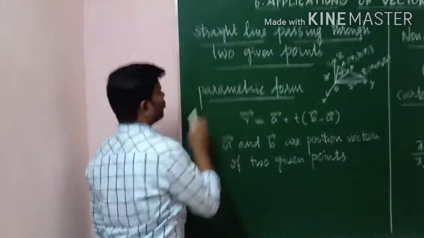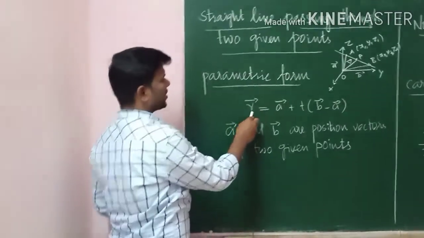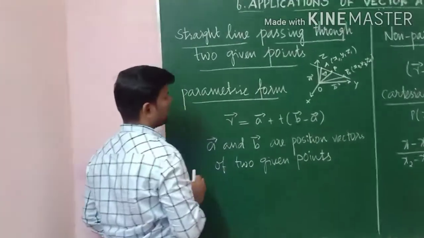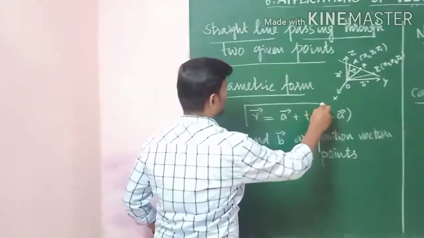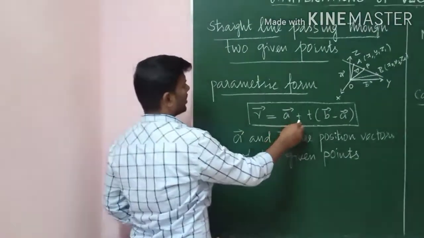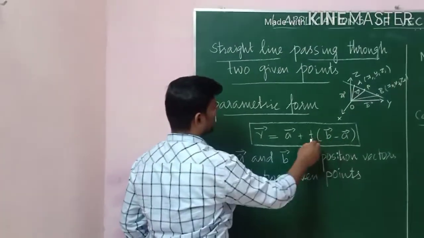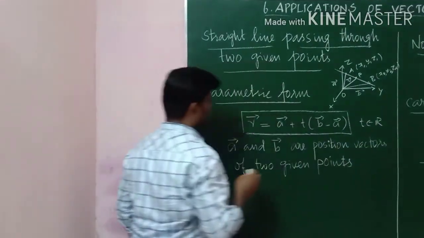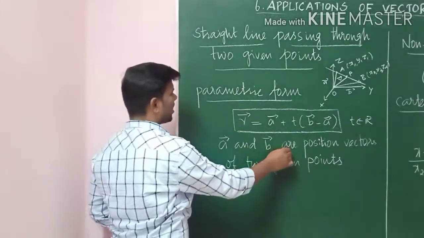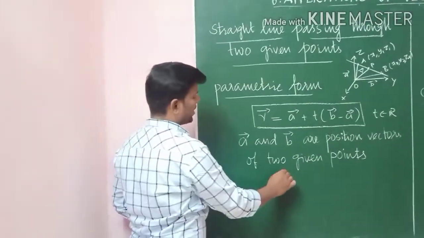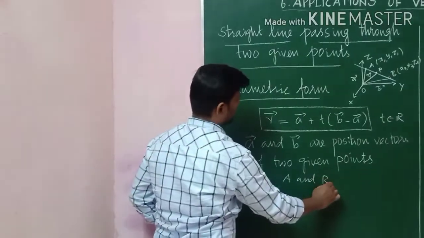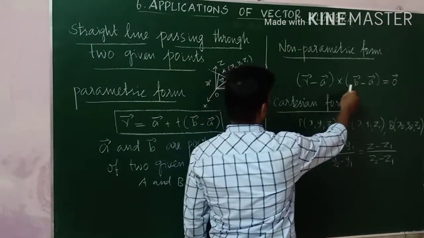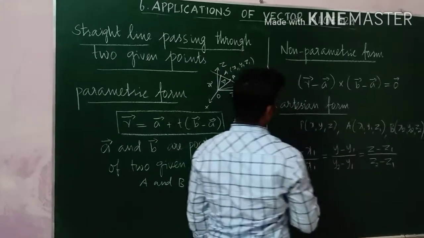Its parametric form is R vector equals A vector plus t times (B vector minus A vector). Here t is a parameter which belongs to the set of all real numbers. We know that A vector and B vector are the position vectors of the two given points A and B. This is the parametric form. The non-parametric form is (R vector minus A vector) cross (B vector minus A vector) equals 0.